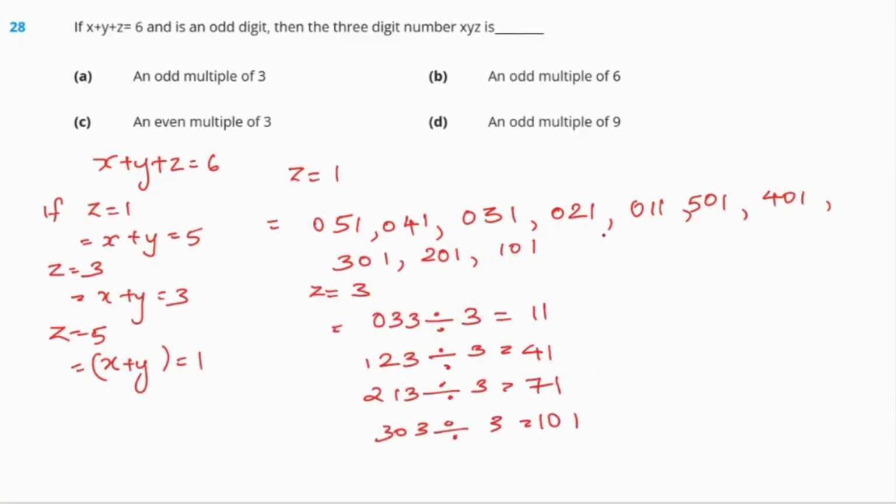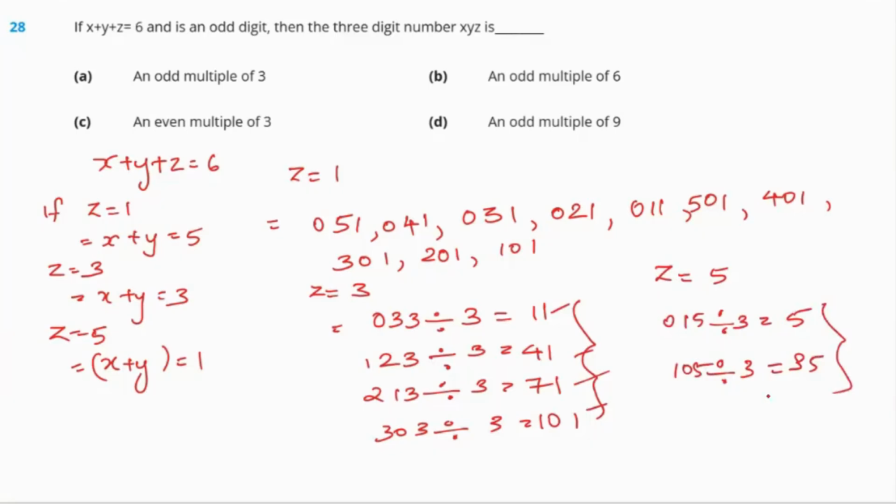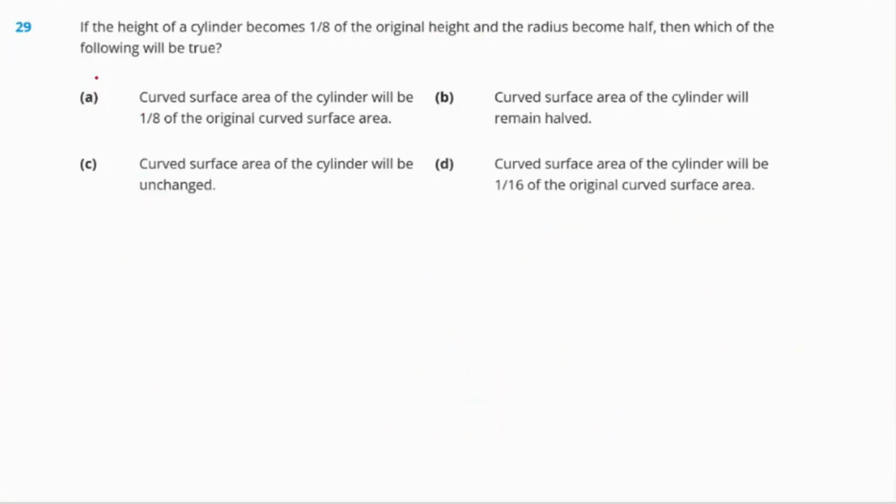So here you can see all are odd multiples of 3 only. This is odd, this is odd, this is odd, this is odd. If we take z equal to 5, that condition also, 015, 15 divided by 3, we are getting 5. And when we take 105 divided by 3, we also get 35. So these are all odd multiples of 3 only. From these observations, we can say that xyz, a 3-digit number, is also an odd multiple of 3. The correct option is option A.